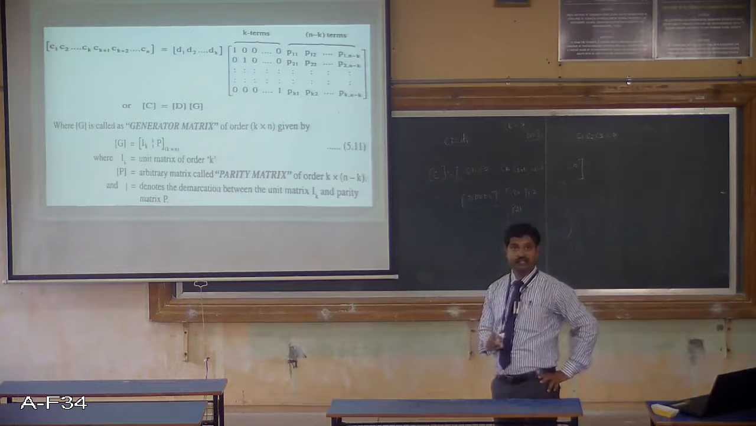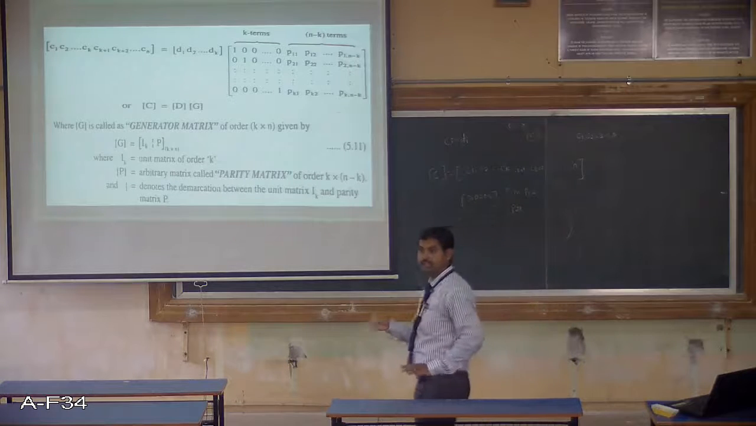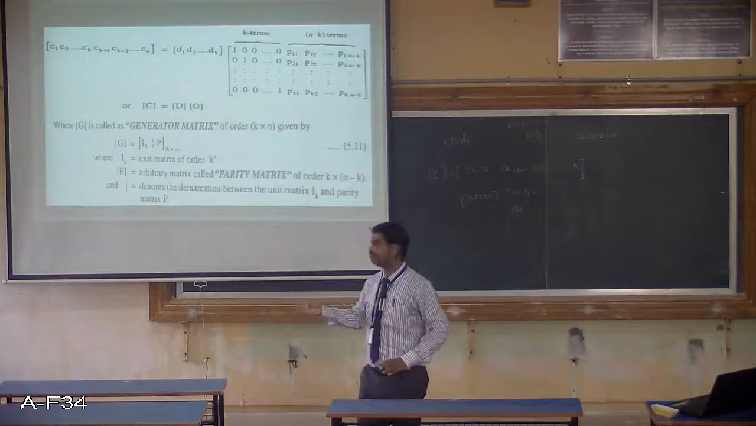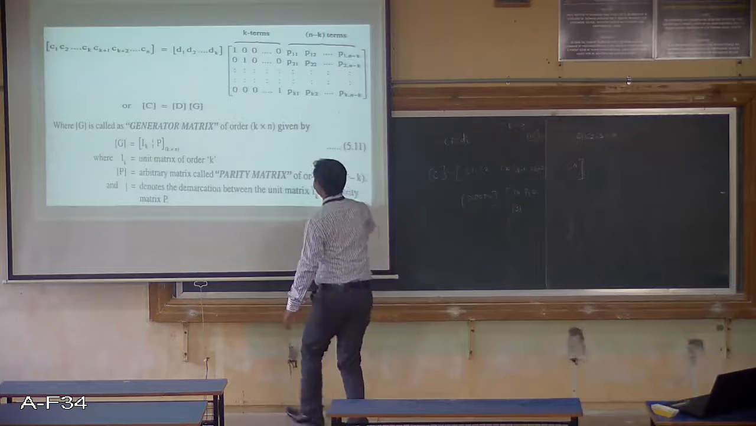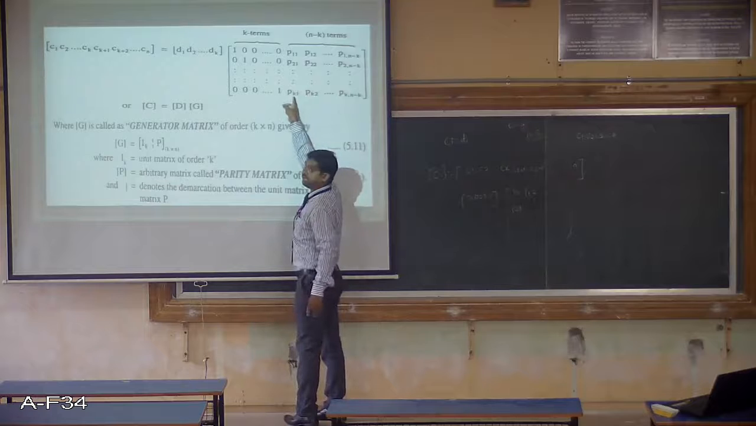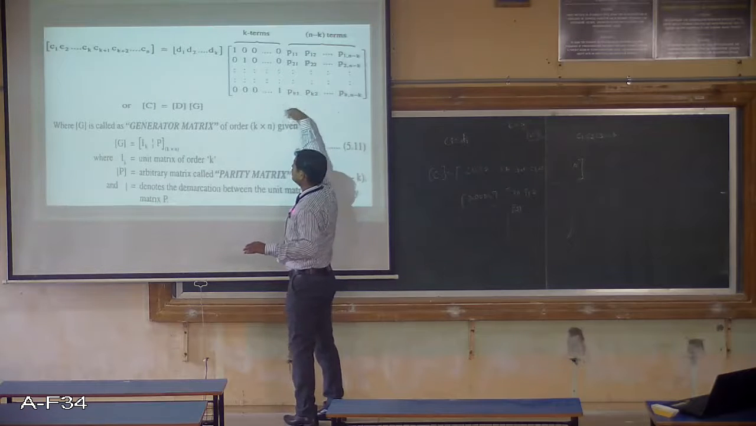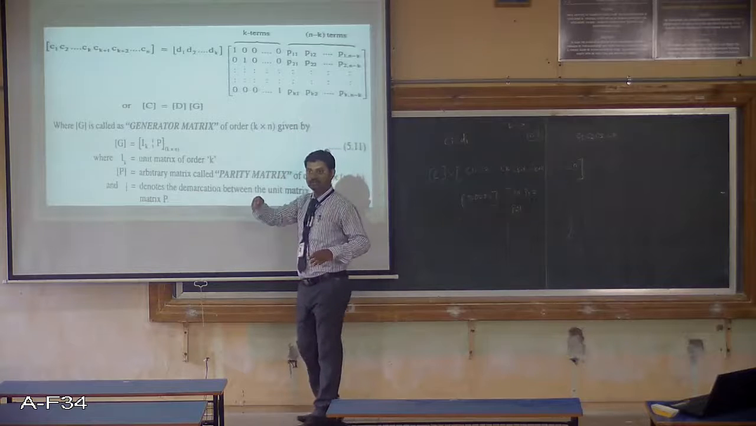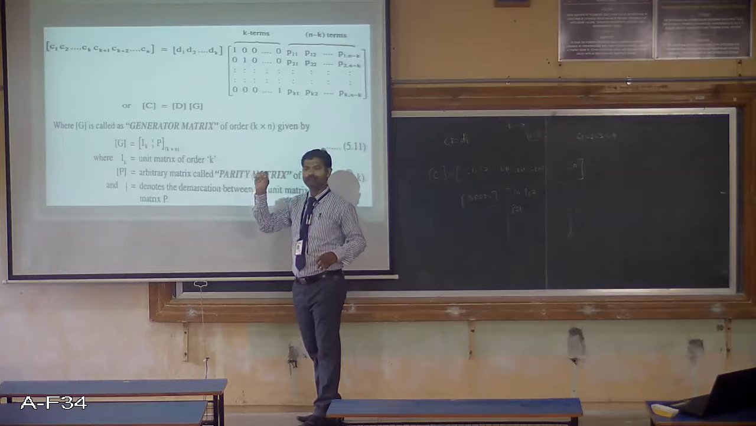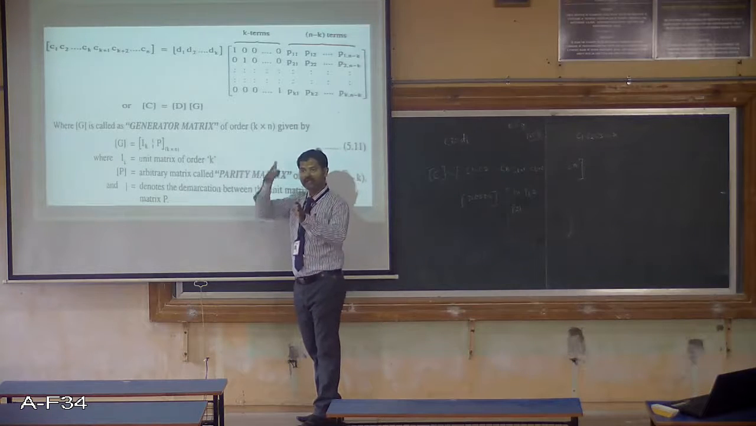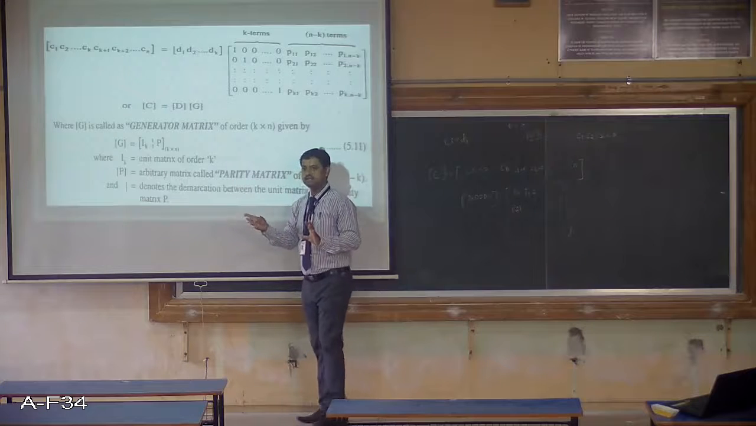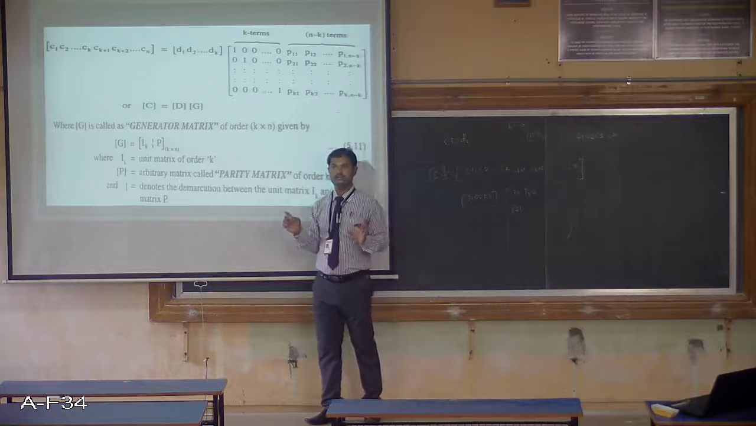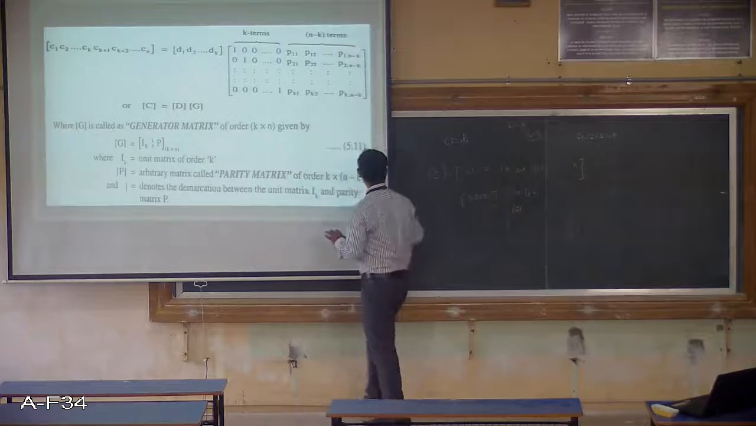G is a generator matrix of order k into n. It means k number of rows and n number of columns, right? K number of rows: first row, second row, so on up to k. Columns: there will be many columns, up to the n value. If the length of the code word is 8, then 8 columns should be there. So that's what it is, k into n order. Generator matrix order is what?